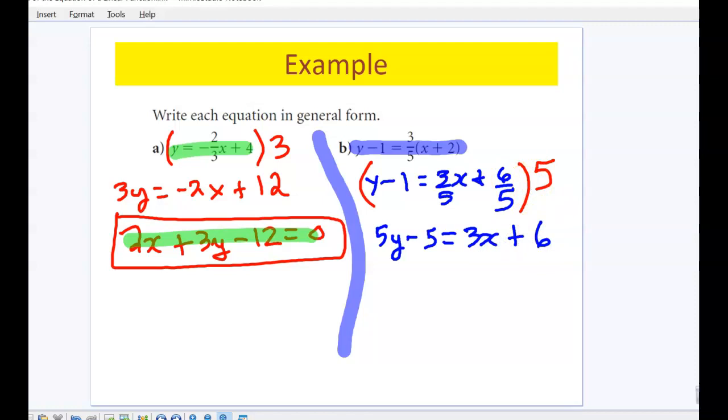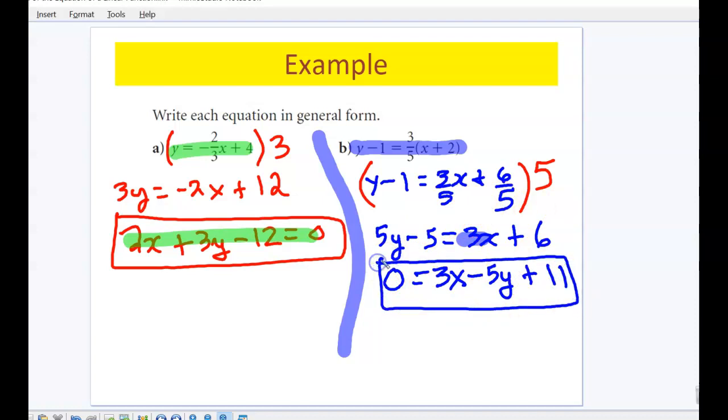And now we want to get all our terms on one side and make our x term positive. And since our x is positive here, I'm going to bring the 5y and the negative 5 over to the other side. So I'm going to have 3x, and I'm going to subtract the 5y over. And if I add 5 to 6, I'm going to get 11. And there would be the final equation. Again, this equation and this equation are exactly the same. They're just written in a different form.